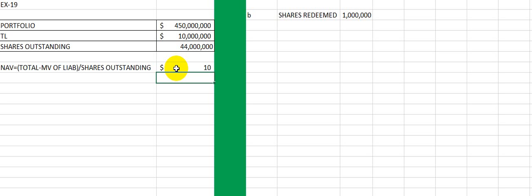if a large investor redeems 1 million shares, what happens to the portfolio value, to shares outstanding, and to NAV? So in part B, the number of shares redeemed will be 1 million shares. So the new number of shares outstanding will be 43 million shares. Okay, so we need to know what will happen to the portfolio value, to the total value of the portfolio, to the shares outstanding, and to net asset value.